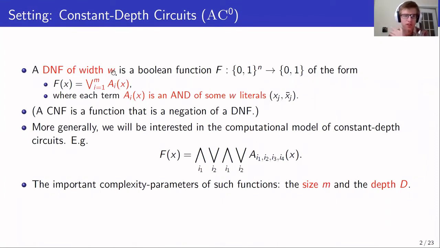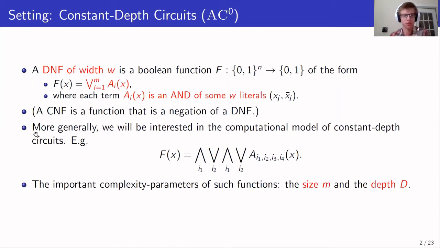So a DNF of width W is just some Boolean function on n bits, and it's of this form. It's an OR of some terms, and each of these terms is an AND of W literals. A CNF is just a function that's a negation of a DNF. For this talk, we're going to talk about techniques that are sort of ambivalent to taking negations. So without loss of generality, we can just go ahead and focus on DNFs for simplicity.